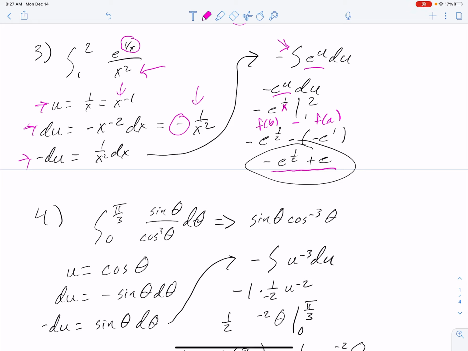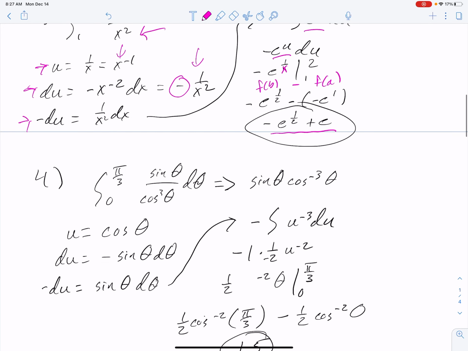All right, number 4, I see two trig functions, so I know I'm going to pick a trig function. I'm going to pick the trig function with the larger exponent, so I'm going to pick cosine. I rewrote my integral to make it easier for when I need to do my anti-power rule. Find my derivative of cosine. I don't have the negative, so I'll put the negative out front. Add 1 to my exponent, divide by the new exponent.